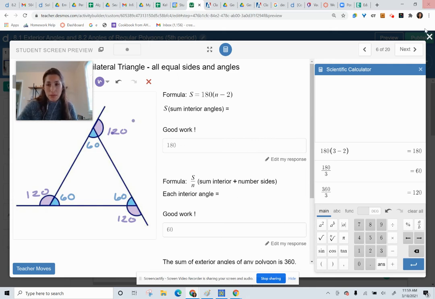So for the next several problems, I would set up your calculator to have these 3 formulas here. 180 times the number of sides minus 2. Then you take the answer from that, the total number of degrees, divided by your number of sides, and then your last outside angle is going to be 360 divided by the number of sides you have.